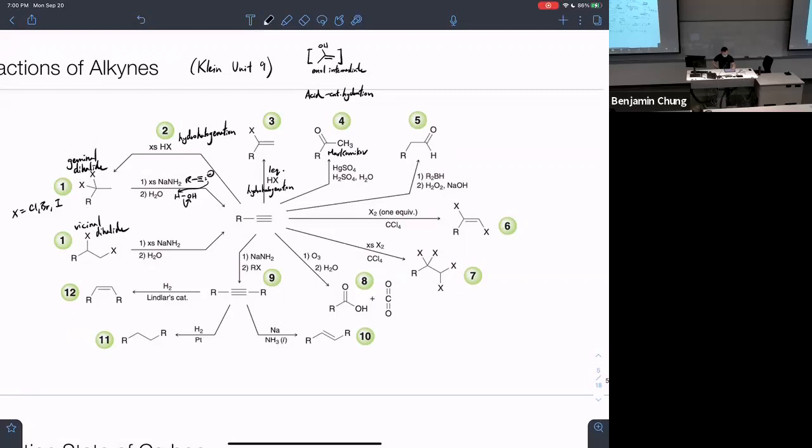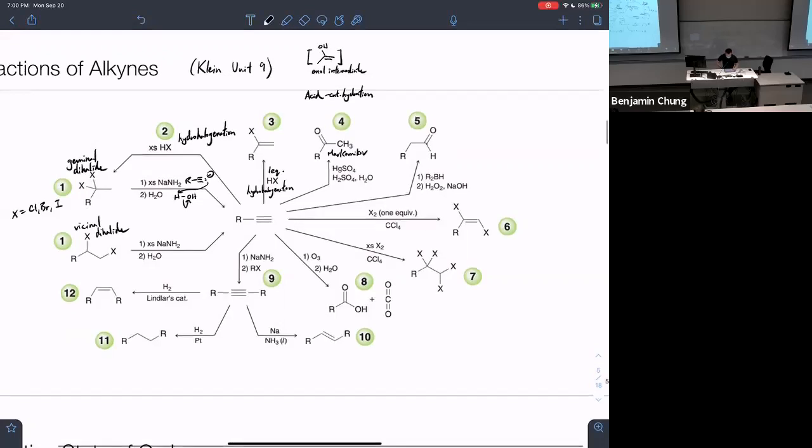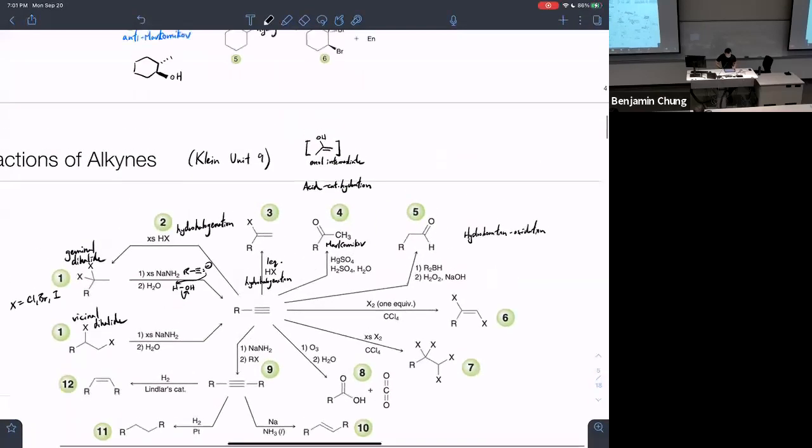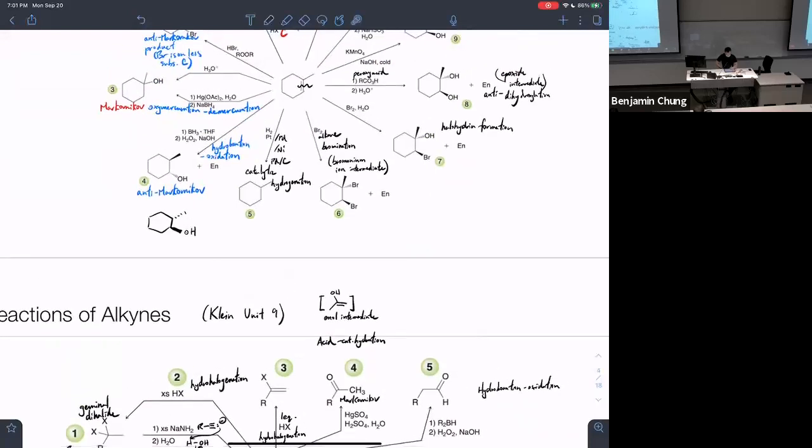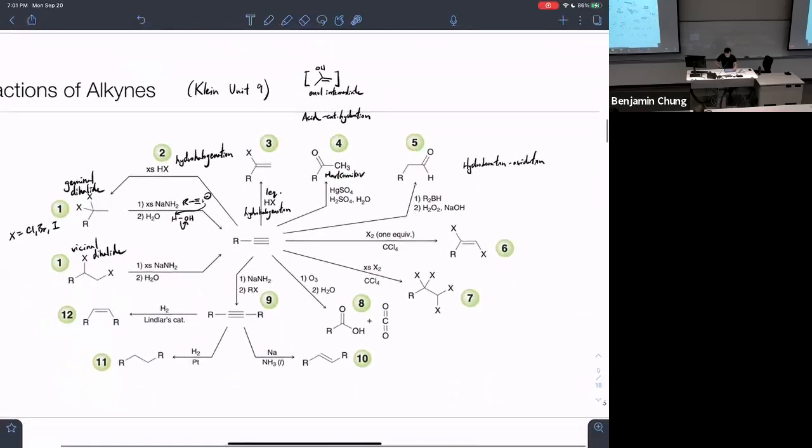The analogous reaction 5 that I mentioned before is called a hydroboration oxidation. You've seen that for the alkenes before. Essentially the same reaction conditions as that. And again, this reaction goes through this intermediate here. Once again, it's an enol, which then tautomerizes to give you the aldehyde there.